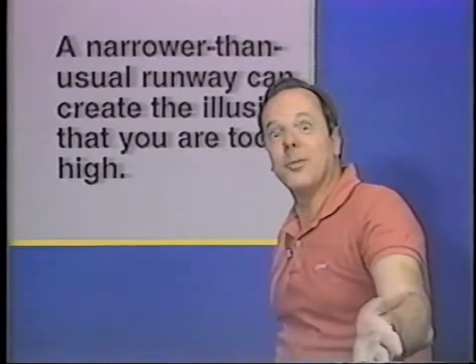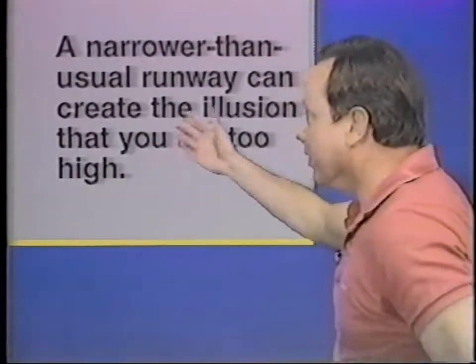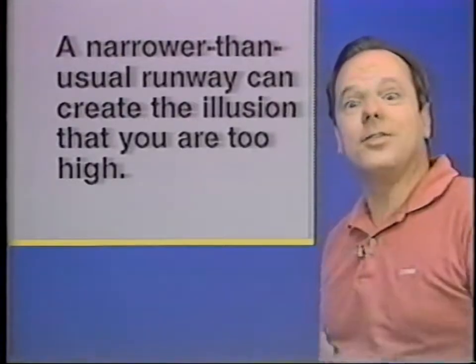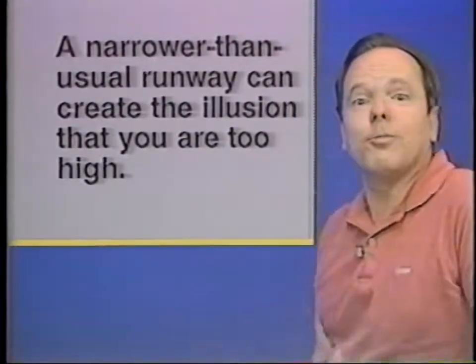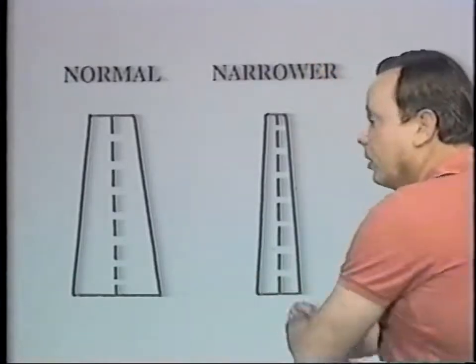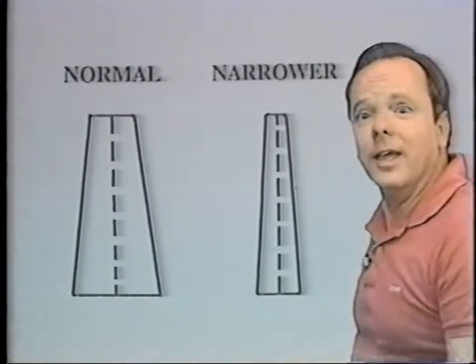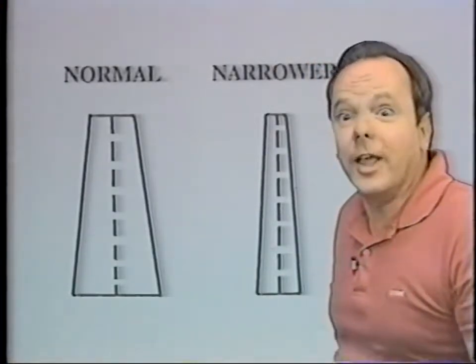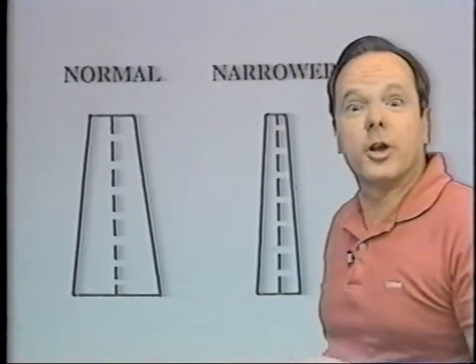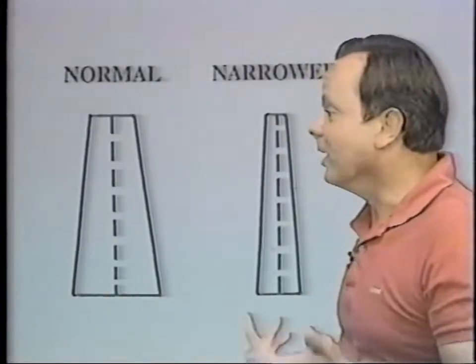And the first helpful hint we want to talk about is a narrower than usual runway can create the illusion that the airplane is at a higher altitude on approach than it really is. And the reason for that, of course, is when you're high, the runways look narrow, and if you see a very narrow runway, it's going to make you think you're high. What's that going to do to you? Well, it's likely to cause you to fly too low on approach. You're going to run the risk of striking obstacles or landing short.